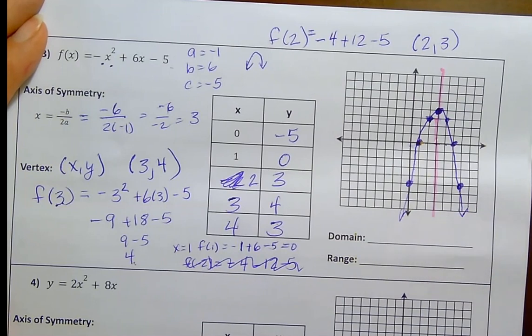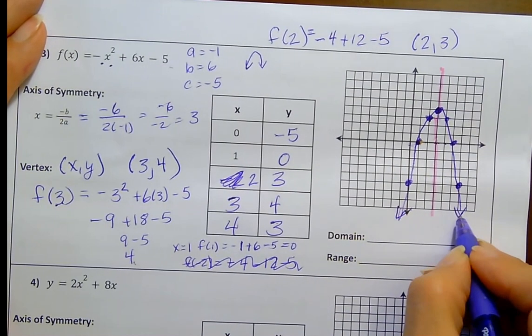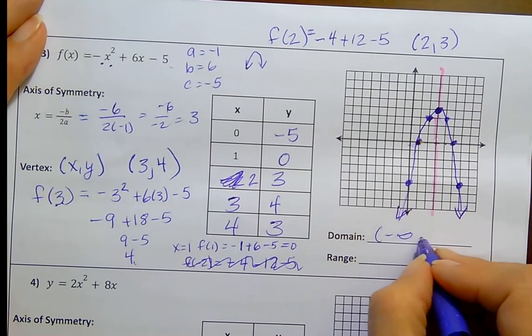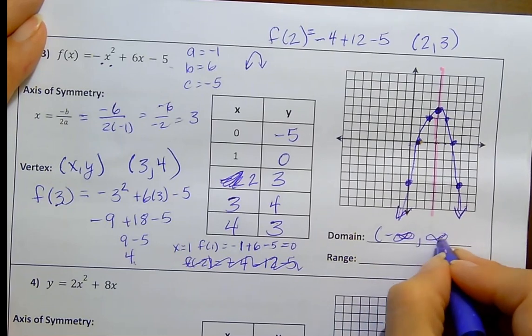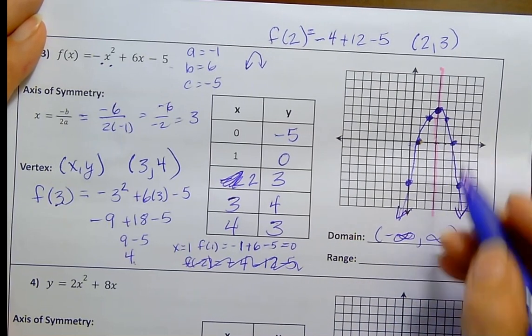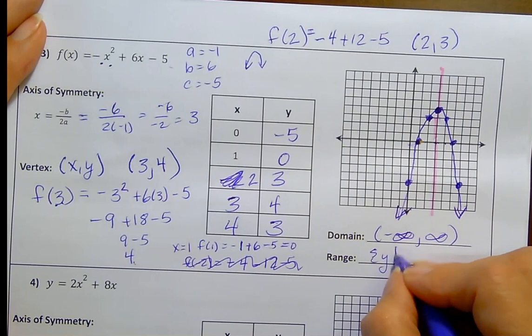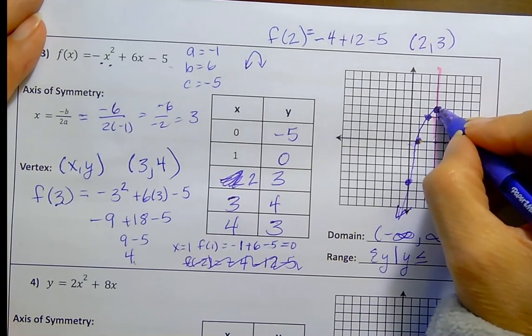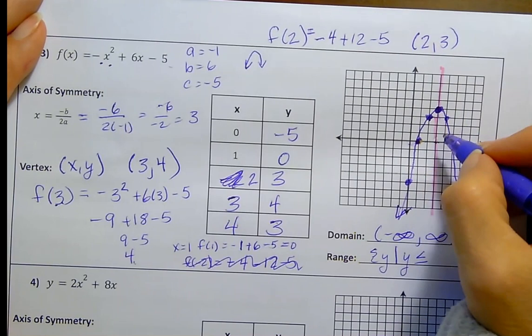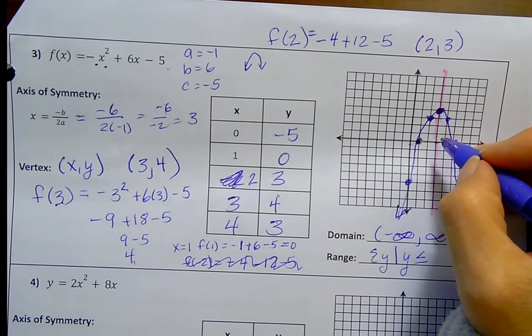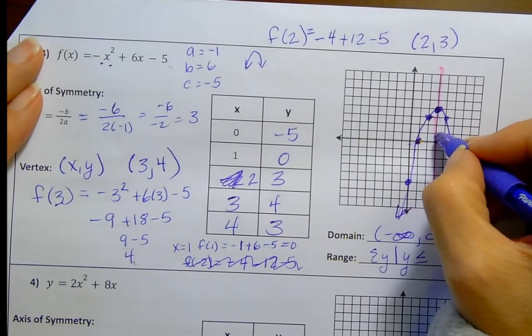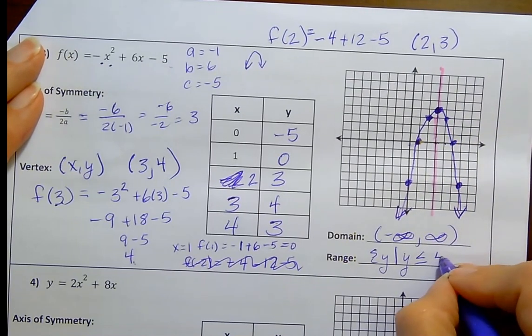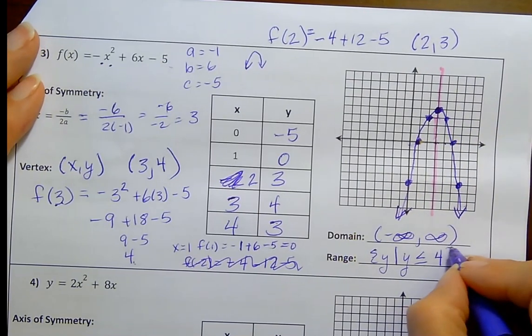Okay, my domain. I'm not inhibited by anything. I can go forever to the left and forever to the right. So I'm going to say negative infinity all the way to positive infinity. My range, it's going to be y such that y has to be less than or equal to, what was that at my vertex? It was 4. That is my highest y value.